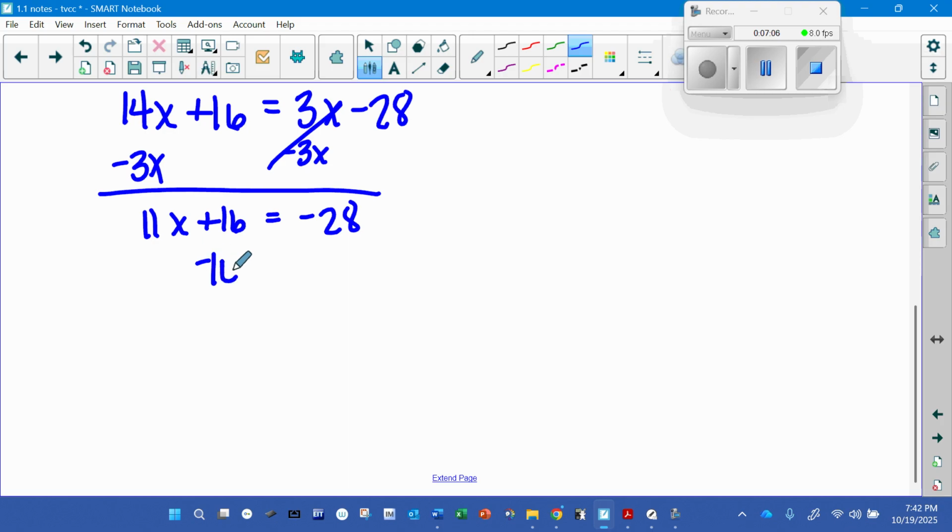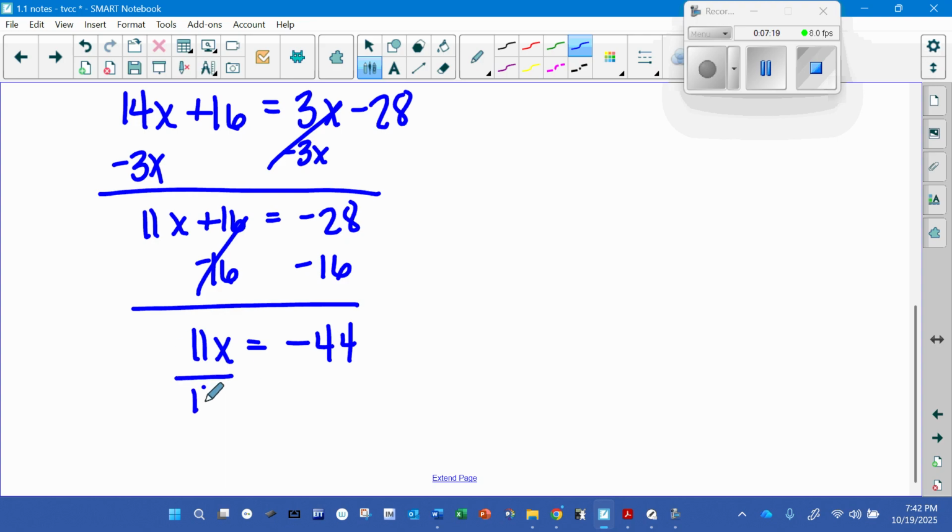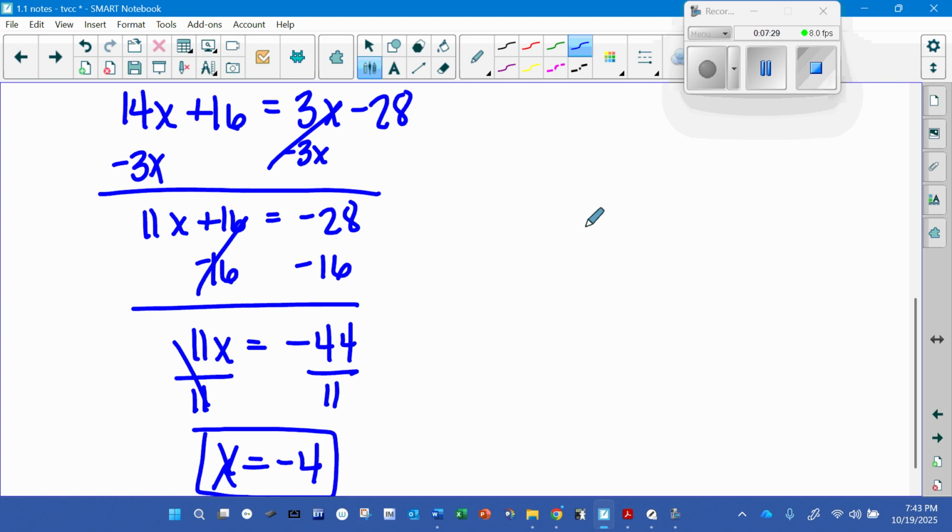Now I can subtract 16 from both sides. I have 11x equals negative 44. Remember, when the signs are the same, you add the numbers and keep the sign. So now I am multiplying by 11. The opposite is to divide by 11. So negative 44 divided by 11 is negative 4. So our solution to that one is negative 4.